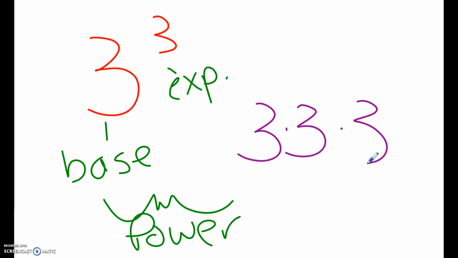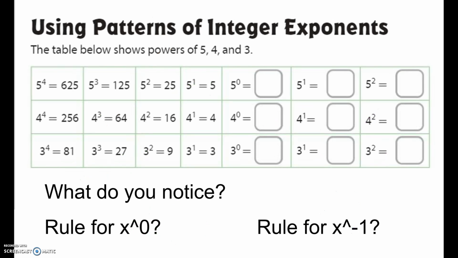It's not base times your exponent. It's your base multiplied by itself however many times your exponent tells you. And that would give me 27. All right. So let's complete this table here together.